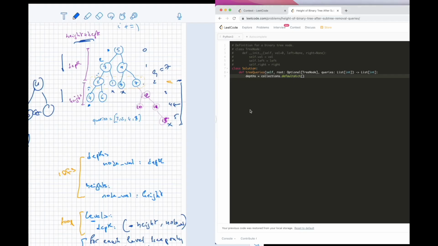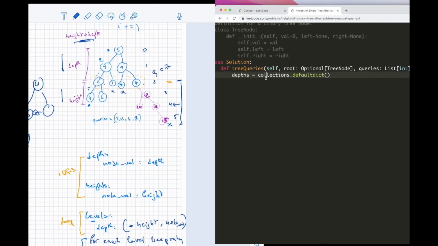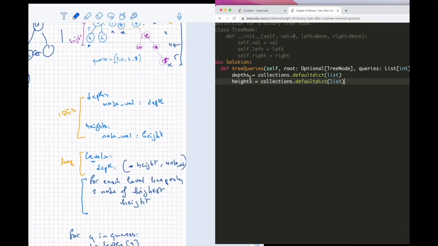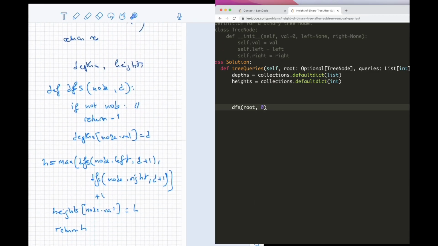Okay, so let's implement this solution. So first we need depth, which is a collection of lists. And then we need height, which is a collection from node value to int, right? So that's what we said here, from node value to int. So this would be int then, so that it initializes to 0. And first we'll do the first DFS, right? And that DFS will start from the root, and we will start with depth 0.